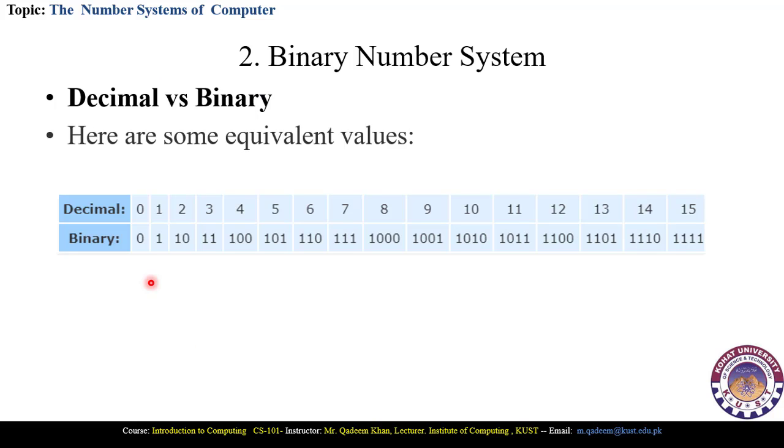This is the equivalence of the binary number system to the decimal number system. Here are some equivalence values in this table. These are the decimal values 0, 1 up to 15 and so on, and these are the binary values. The binary value of 0 is exactly 0. The binary value of 1 is exactly 1. But the binary value of 2 is 10. So when we divide 2 by 2, we get quotient 1 and remainder 0. This is why it is 1 0. Here it is 3, so 3 is represented with 1 1.